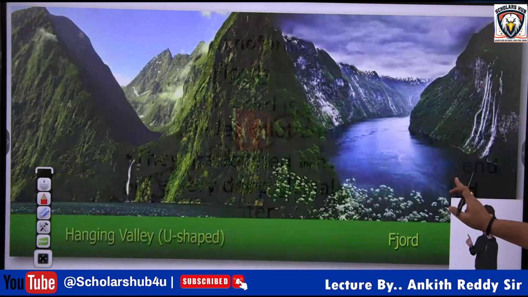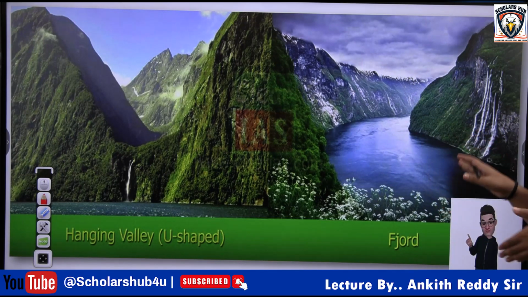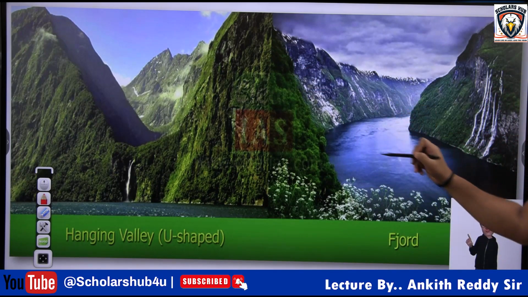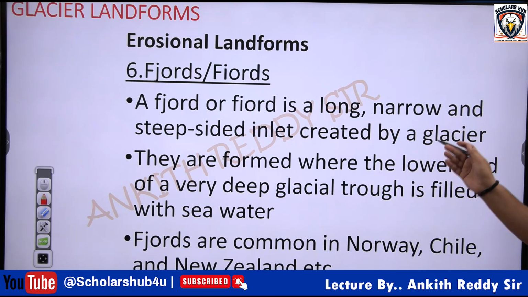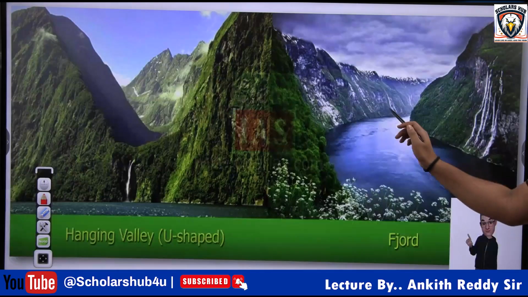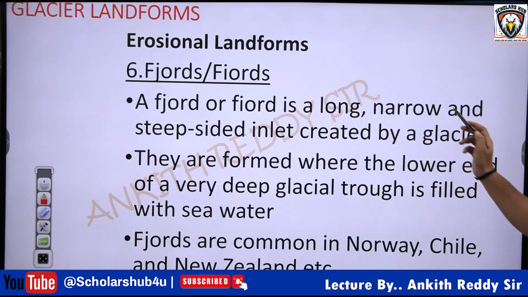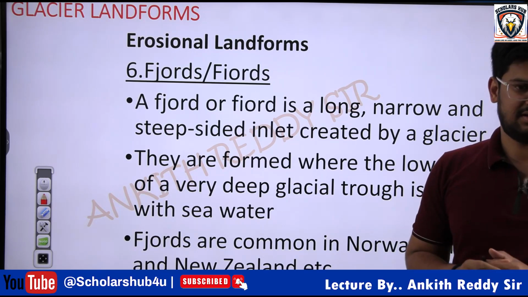Okay, so a fjord is nothing but a narrow depression formed by the movement of a glacier. Look, a U-shaped valley is broad, but here it is narrow. So what is a fjord? A fjord is a long, narrow inlet, and the sides are gentle or steep? Steep. So what are fjords? A fjord is a long, narrow and steep-sided inlet created by a glacier, right?